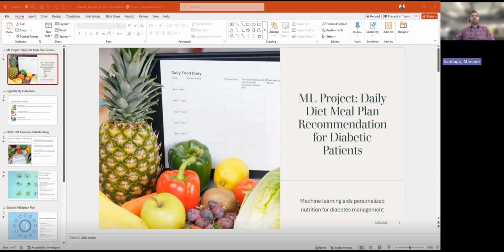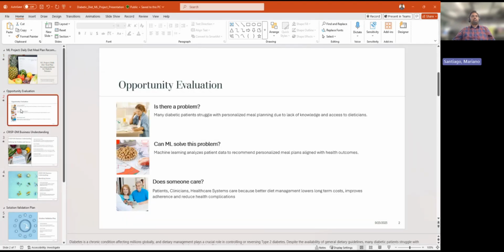My machine learning project focuses on recommending daily diet plans for diabetic patients. The idea is to use machine learning to help people manage, control, or reverse their diabetes through personalized nutrition. We look into opportunity evaluation.